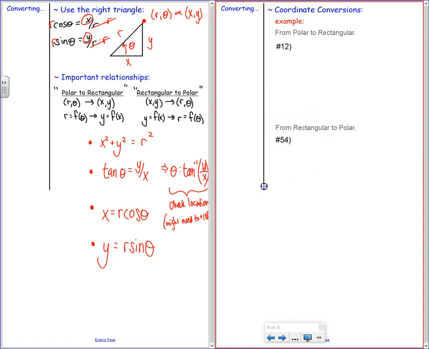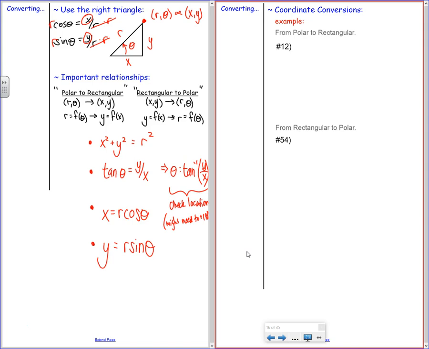So for example, coordinate conversions. Coordinate, that's like an ordered pair. Coordinates, just like an x and a y, an r and a theta. So we're not going to equations yet, just coordinates. So that's in this first category of r theta to xy, or xy to r theta.